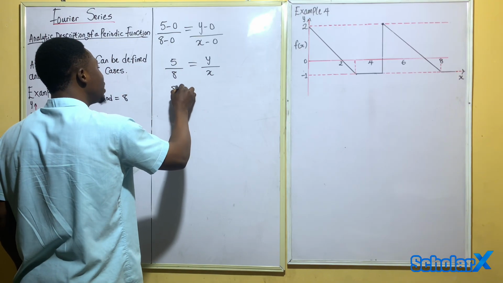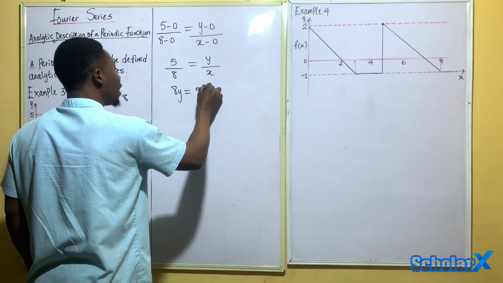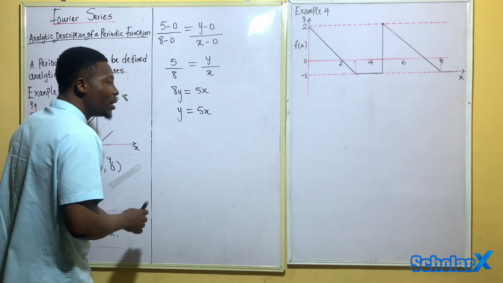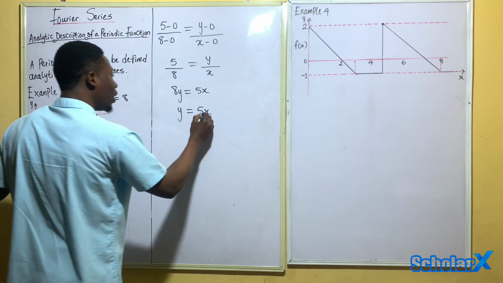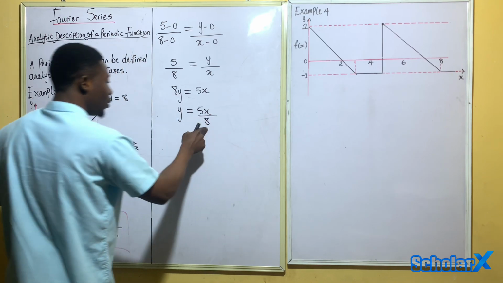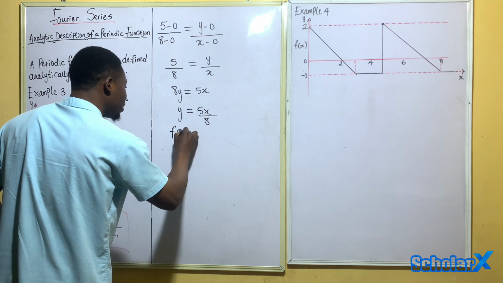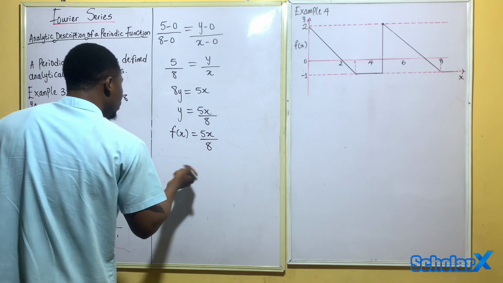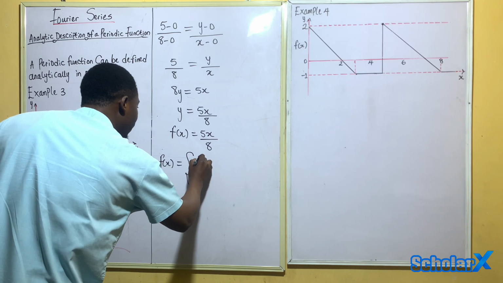This becomes 8y equals 5x. Then divide both sides by 8, and you have y is equal to 5x over 8. Now don't forget that this is your y-axis and it's equivalent to your f of x. So I can also write this as f of x is equal to 5x over 8.